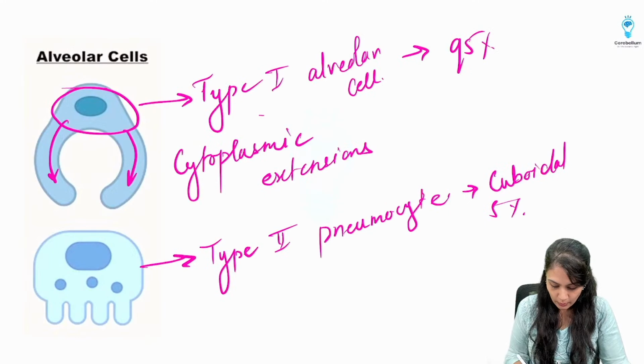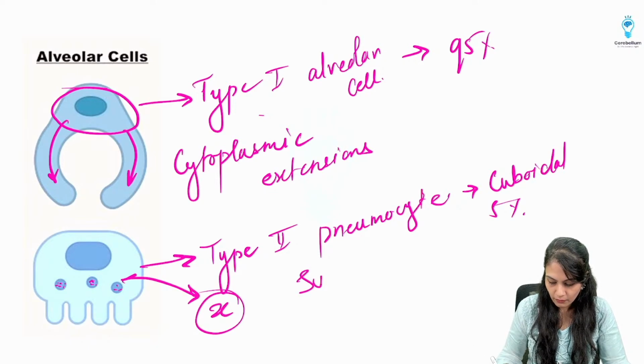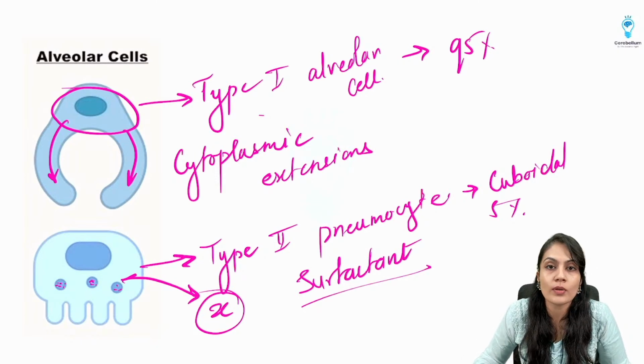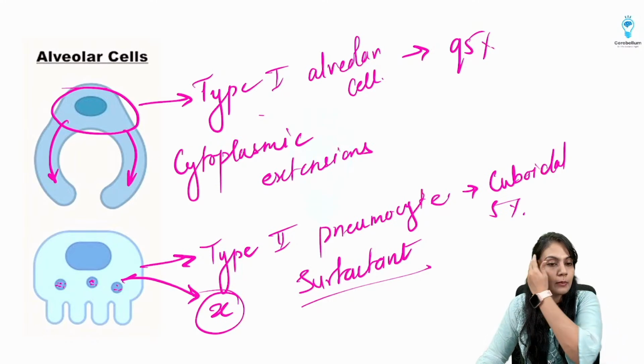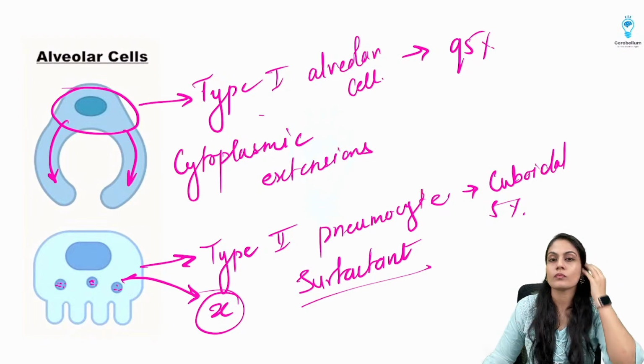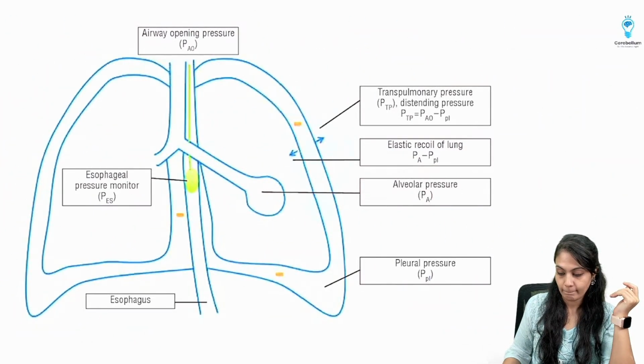What I wanted to tell you about this is that they do have some bodies, which are known as lamellar bodies, which are going to release the surfactant, and which also act as the storehouse of surfactant. So who is the storehouse of surfactant? Please let me know in the comments. Who is the storehouse of surfactant? Tell me.